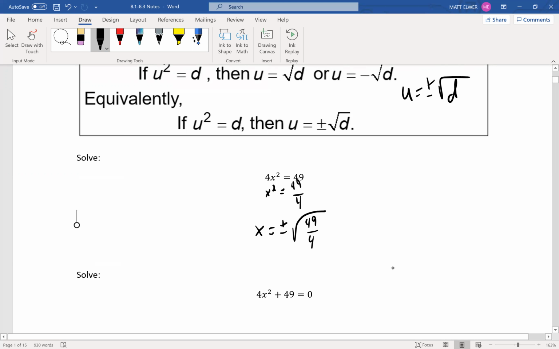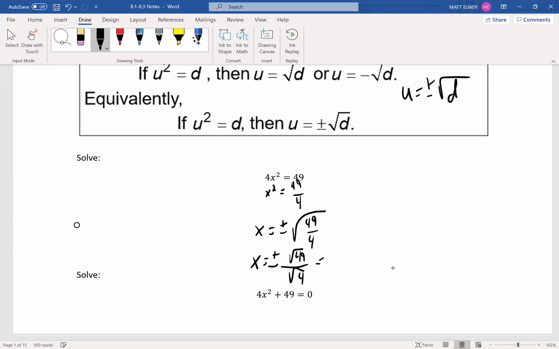And notice that we have a perfect square on the top, and we also have a perfect square on the bottom. So if I have the square root of a fraction, I can take the square root of the top and the square root of the bottom. So we get x is equal to plus or minus the square root of 49 over the square root of 4. The square root of 49 is 7, and the square root of 4 is 2, so this is equal to plus or minus 7 over 2. Those are our solutions to the equation: x is either a positive 7 over 2 or a negative 7 over 2.